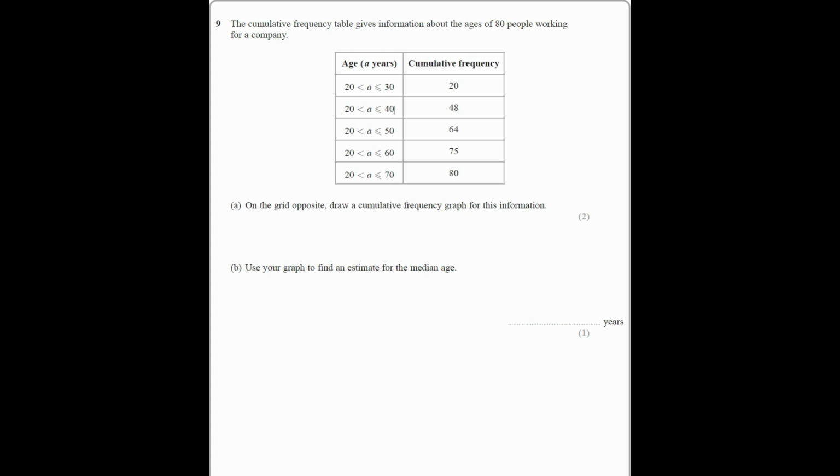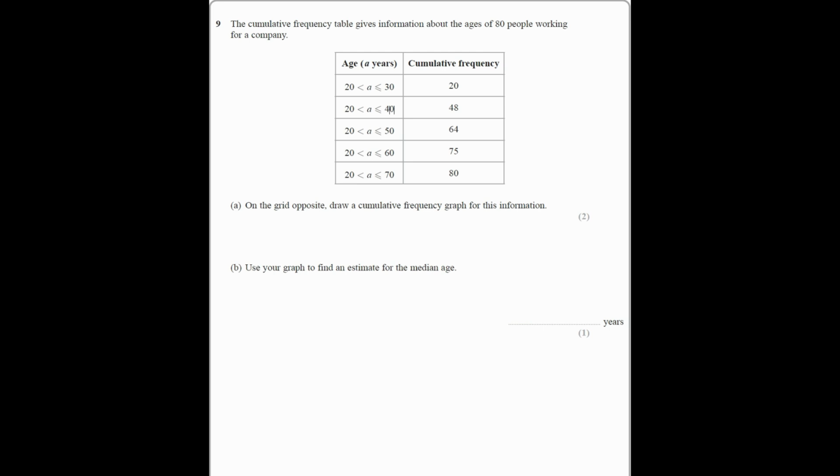Let's start with question number 9. The cumulative frequency table gives information about the ages of 80 people working for a company. The table gives us the upper class boundary and the cumulative frequency for each class. This means, for example, that 20 people are aged 30 or less. Then 48 people are aged 40 or less, and so on. So here we have to plot the cumulative frequency against the upper class boundary. On the grid opposite, draw a cumulative frequency graph for this information.